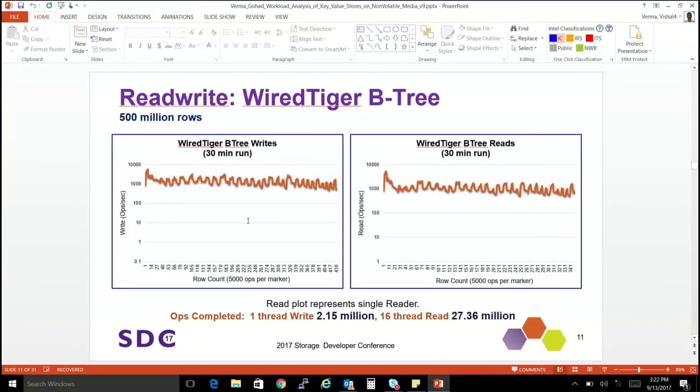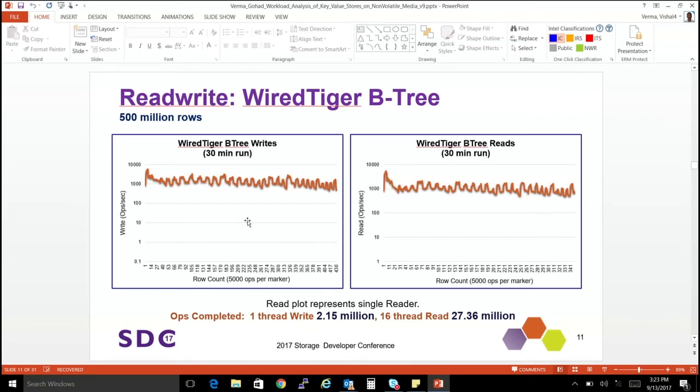So we ran this workload across 500 million rows, with 16-byte keys and 1,000-byte values, and 500 million rows correspond to approximately 500 gig of data. If you look at this graph, it is showing write and read IOPS, ops per second. Write IOPS are one thread writing, how fast it is writing, and the reads graph shows one thread, how fast or how slow it was, over time.